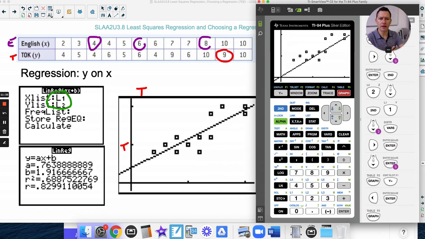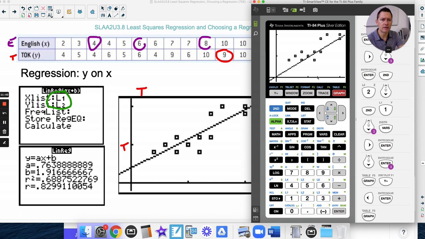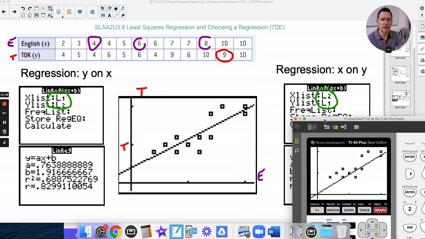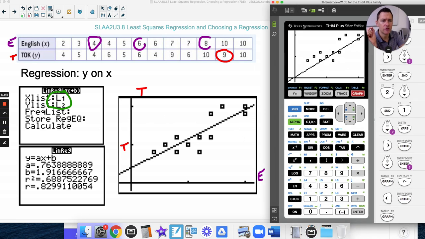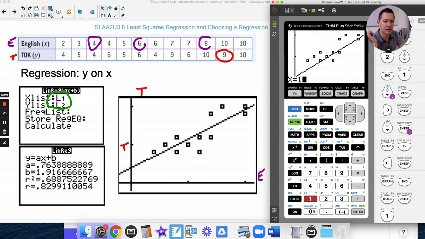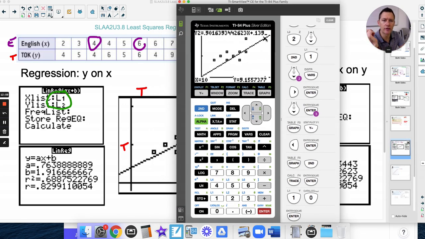So if we ran the graph now, the equation now, we're asking it about what the TOK value is. If we know the TOK value is, what is the English? So now we can say second calc, I know my TOK value is 10, and what's the other value? So what's the English value? So 9.15.